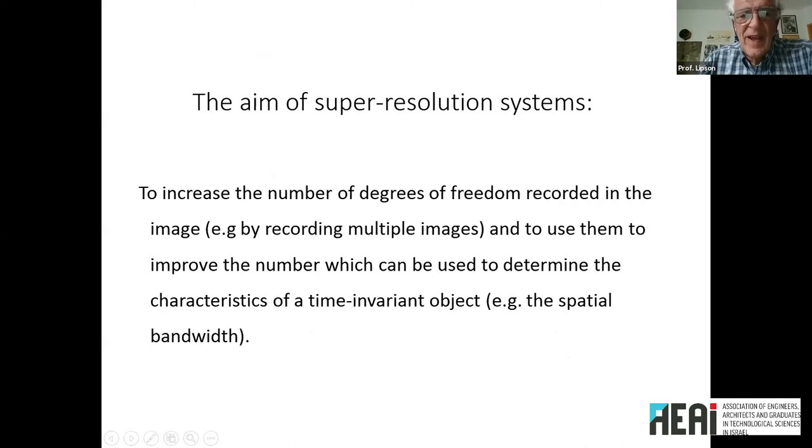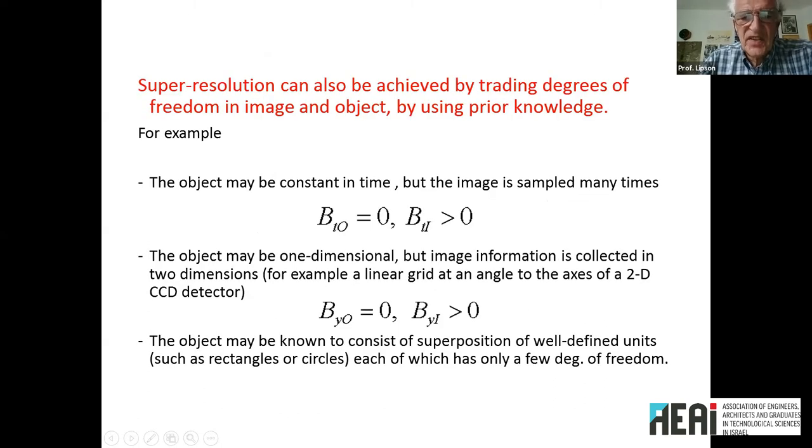So this is just the example which I just gave you. There are two examples here. One of them is in time. We can have a system in which the object does not change in time, but we get a lot of images, and then we take the average, and we can therefore improve the resolution.